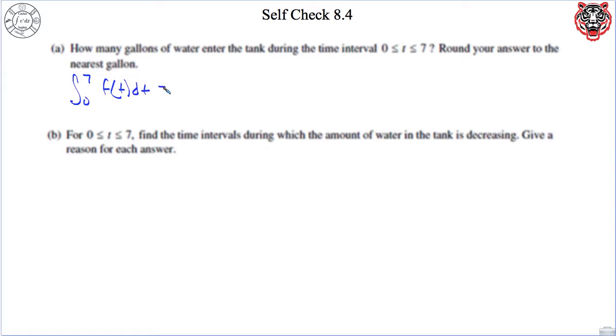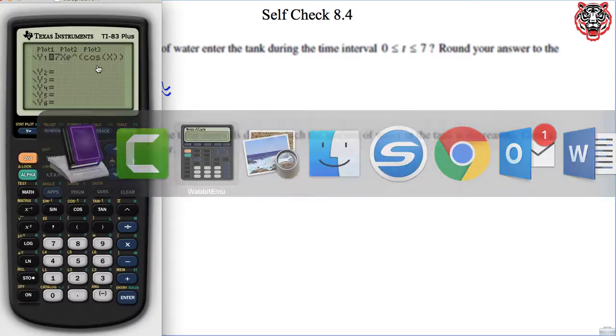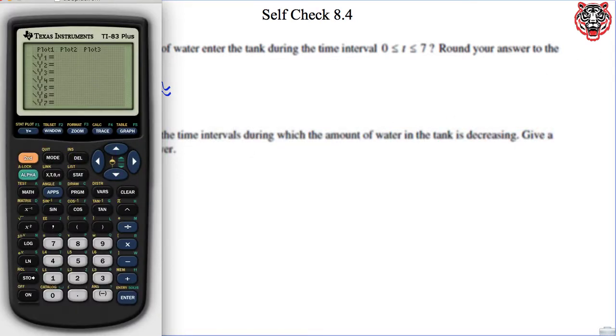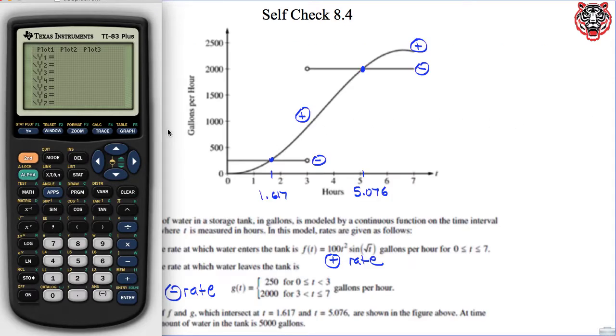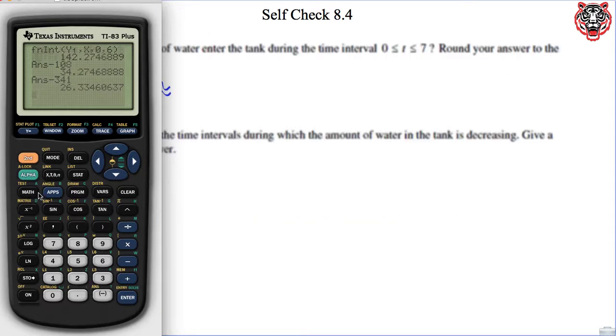Okay, and that's going to be approximately, and to the nearest gallon. It tells us how to round it. Oh, so you don't have to put the negative rate in there? You do not need to put the negative rate because it's just asking about how much is being added. So my function is 100, this thing squared, sine of square root of that. Okay, so now I need to do the integral between 0 and 7, right? 0 and 7, yep. So math 9 of y1 between 0 and 7.